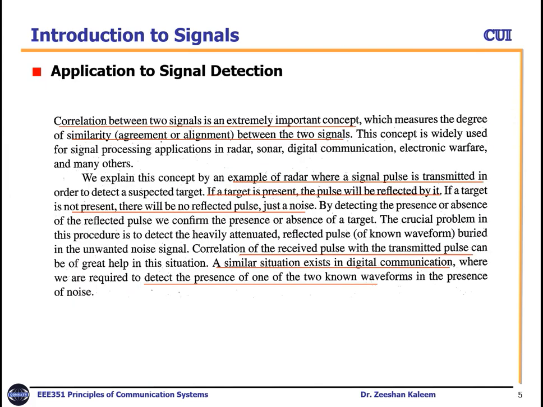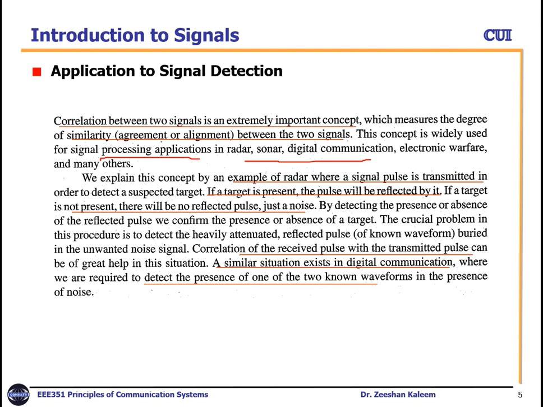Now we have to move further. What is the application of signal detection? And what is the application of correlation in signal detection? Correlation between two signals is an extremely important concept. Why is it extremely important? Because it measures the similarity between the two signals. Up to now we studied this. This concept is widely used for signal processing applications in radar, sonar, digital communication, electronic warfare, and many others. So the same correlation concept is used in sonar, radar, and other applications as well.